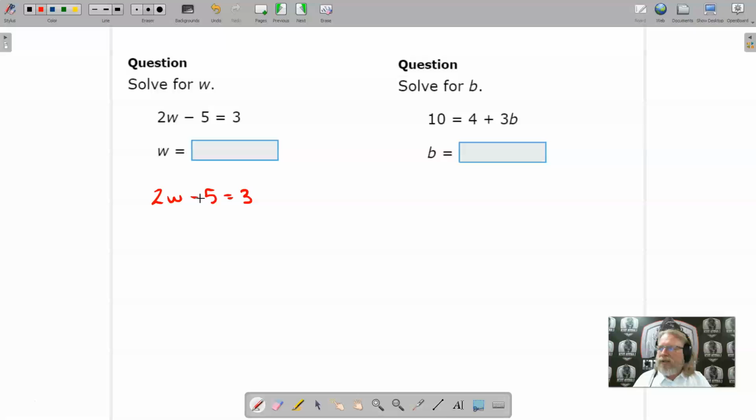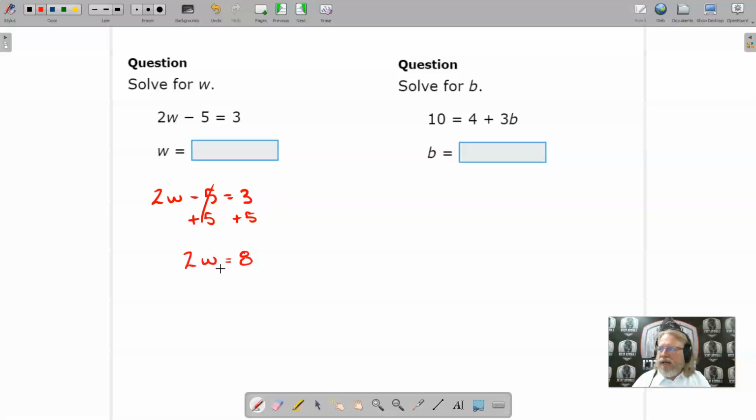We change this to addition. Take the opposite of the next number. So we need to add 5. So our first step is to add 5. And that means that these 5's are going to cancel each other because they're opposites, leaving us with just 2w on the left. And 3 plus 5 is 8.